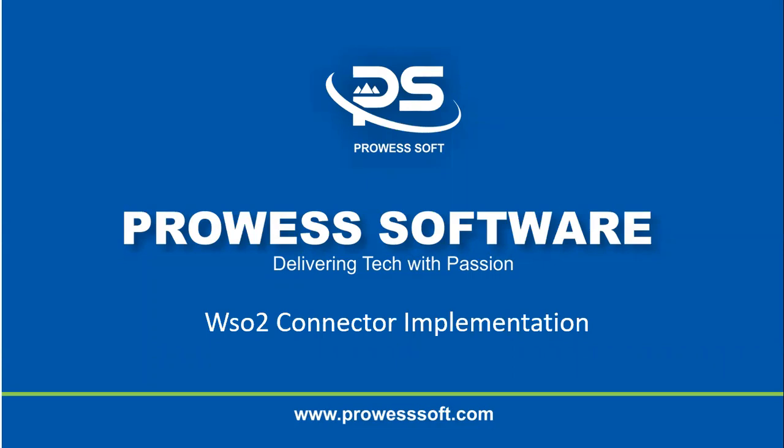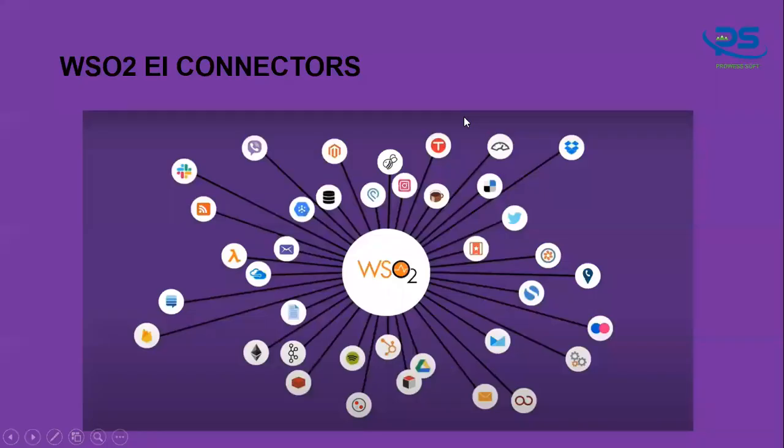Today we are going to discuss how to do WSO2 connector implementation in our project. To connect and integrate with common systems and platforms, we are using WSO2 EI connectors, where we can implement multiple operations using the connectors. There are more than 230 connectors in the WSO2 EI.